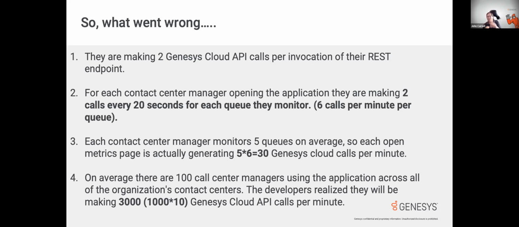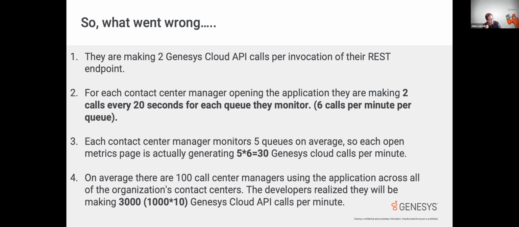And they do this every 20 seconds because they were trying to update a real-time dashboard. So each open tab made 6 calls per minute per queue that the call center manager was trying to manage. On average, the contact center manager was looking at 5 queues. So that was 30 calls per minute.